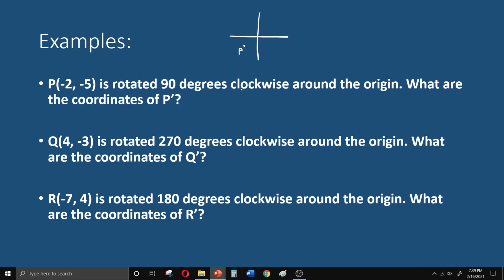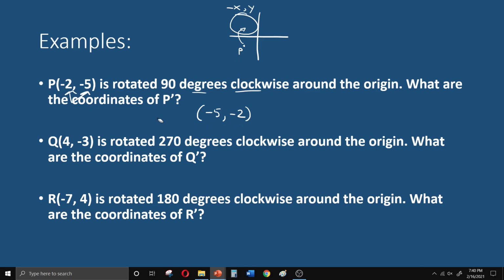And let's see, I'm going to go 90 degrees clockwise. So that means when I rotate, I'm going to end up in this quadrant. Each quadrant is 90, so 90, 180, 270, and then 360 would get you back. So if I'm in this quadrant, I know my x-coordinate is negative and my y-coordinate is positive. So I'm going to switch my coordinates.